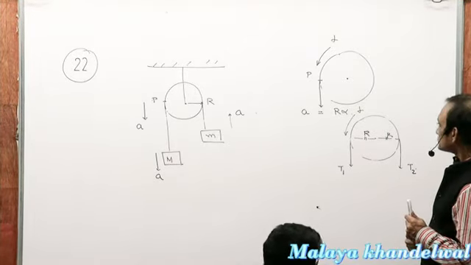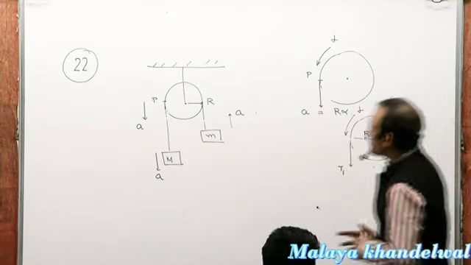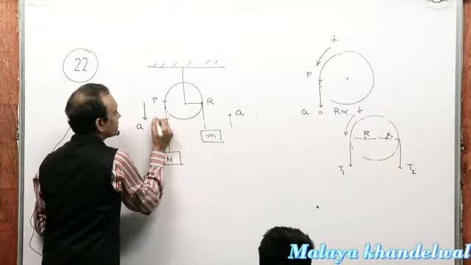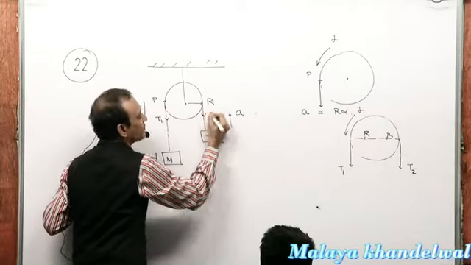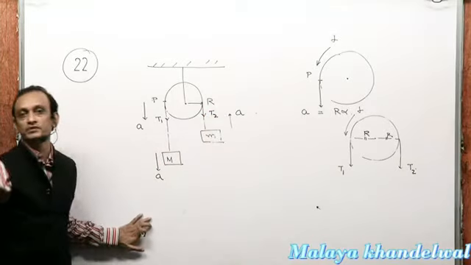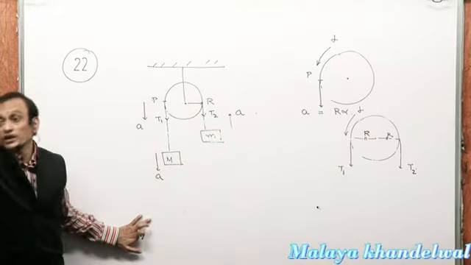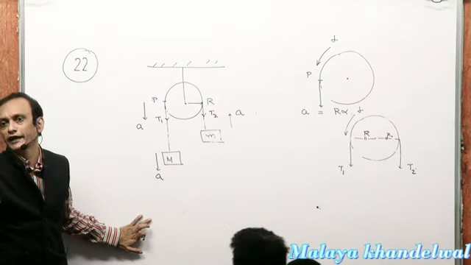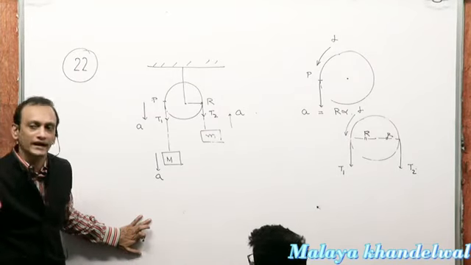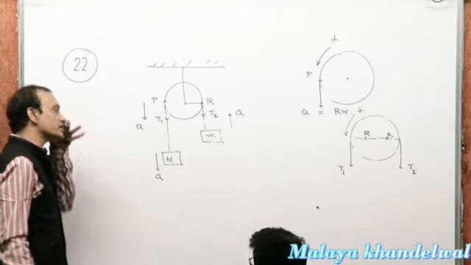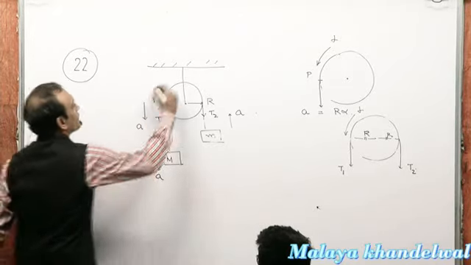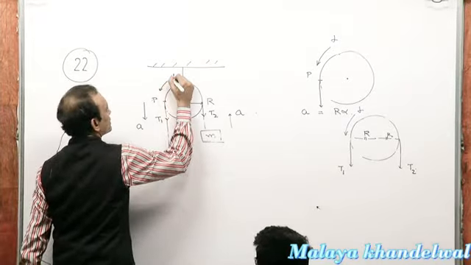Now, which means this would be T1, this would be T2. Do you all understand why the tension would be different on both sides of the pulley? Because that's the only way it could have had a non-zero angular acceleration. So now, alpha is like this.